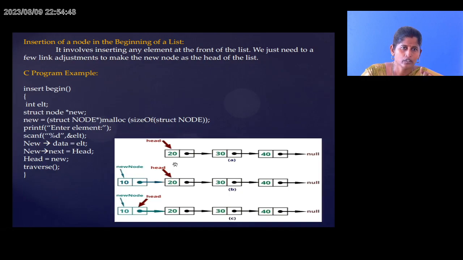And now new next is equal to head, which means the new node's next pointer points to the address of the head node. And now we assign head is equal to new. Now the new node is the head node, and the old head node is the next node of the new head. So traverse, this method is already seen. It is used to check whether the node is inserted or not. We can see it in the list elements.